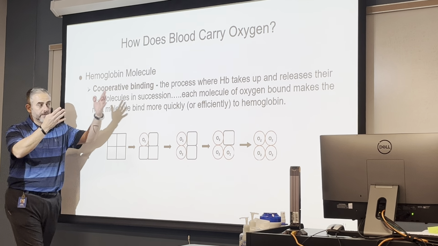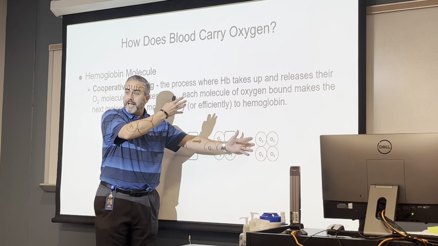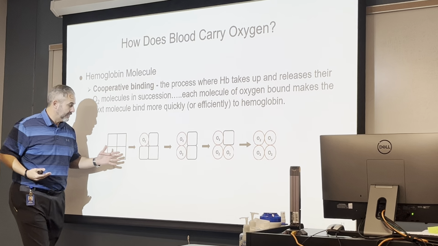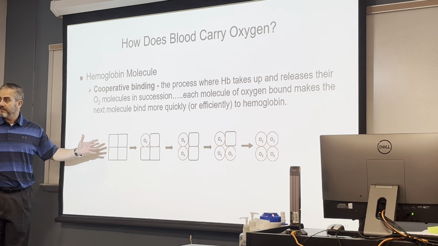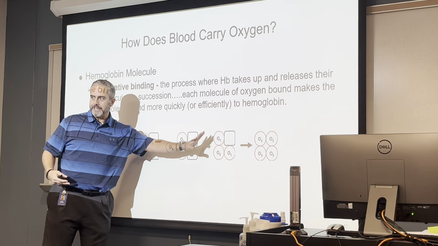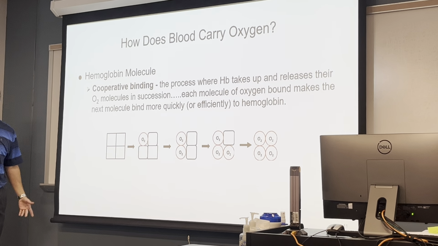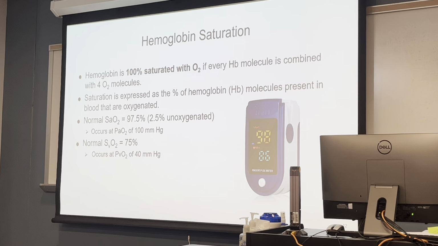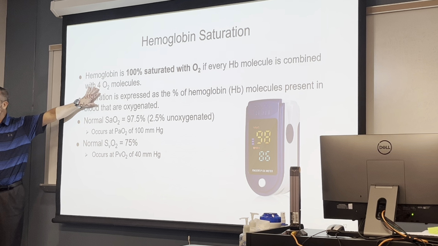Okay, so if it's fully saturated, would we say that's 100%? If it's not saturated, we would say that's 0%. And really, we don't see the in-betweens here. But I'll explain why we see patients with saturations of 98% or 95% or 70% in just a second. All right, so by definition, hemoglobin is 100% saturated with oxygen if every hemoglobin molecule is combined with those 4 molecules of oxygen.